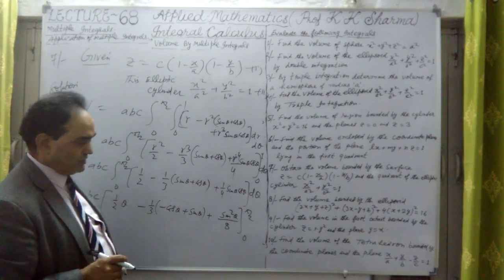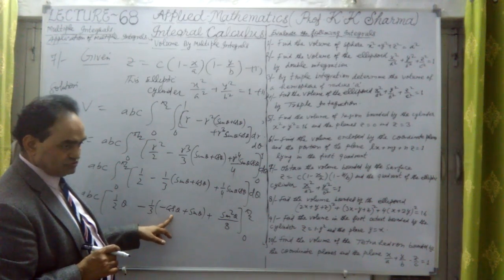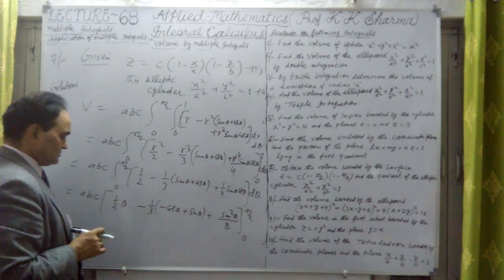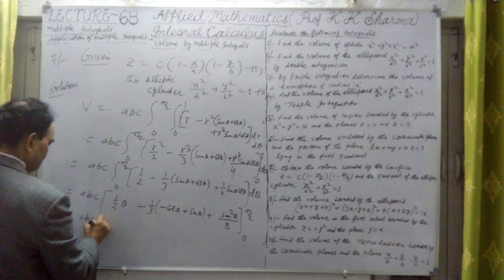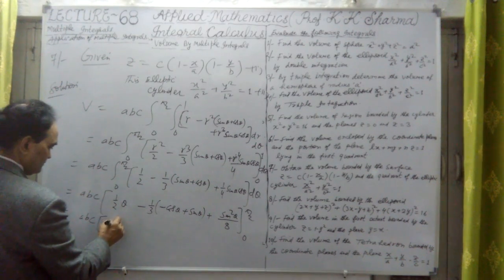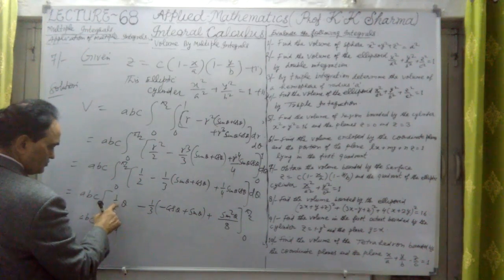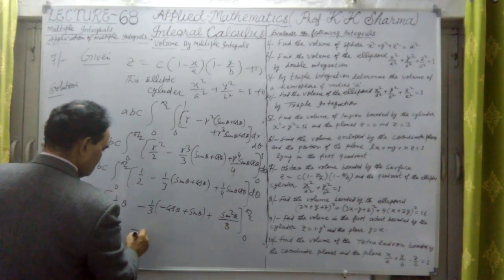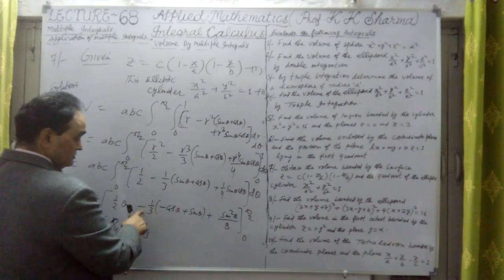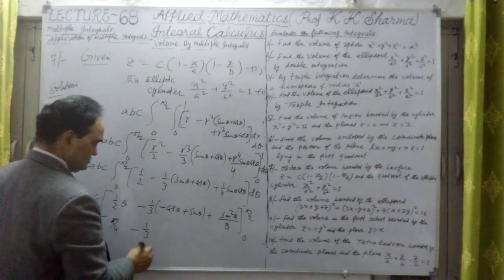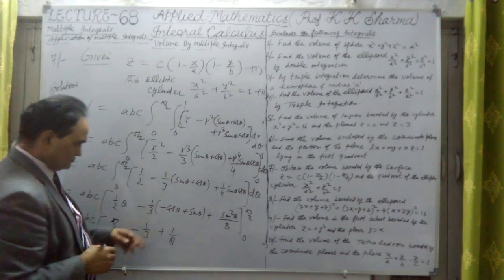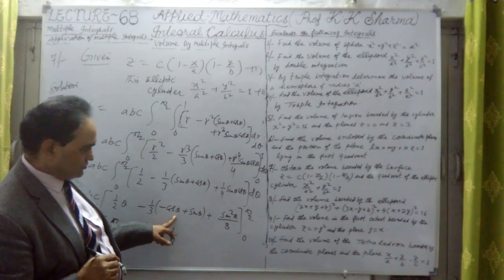Now if I substitute the limits 0 to pi by 2, at pi by 2 it will be 0 because cos pi by 2 is 0, and sin pi by 2 is 1. Here, 1 into this, minus, let me write here, at pi by 2 this is pi by 4, so the minus sign remains. Sin pi by 2 is 1, and when we substitute the upper limit we get plus 1 by 8, since sin pi by 2 is 1.